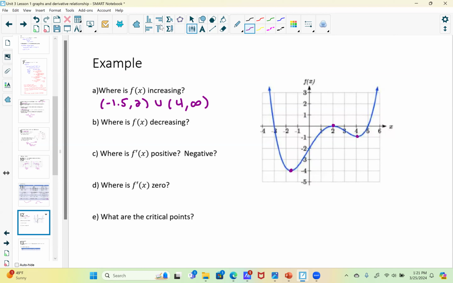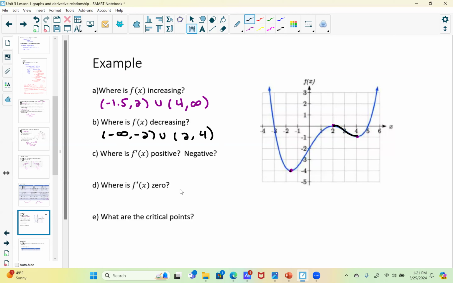Where is my function decreasing? If I start on the left, it starts decreasing until I get to negative 2. So that's negative infinity to negative 2. And then it's also decreasing from 2 until I get to 4, and then it starts increasing. So from 2 to 4.